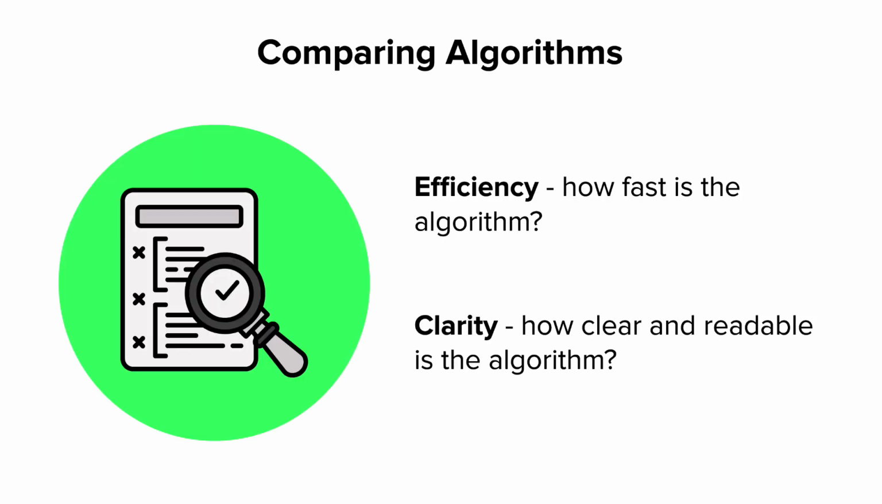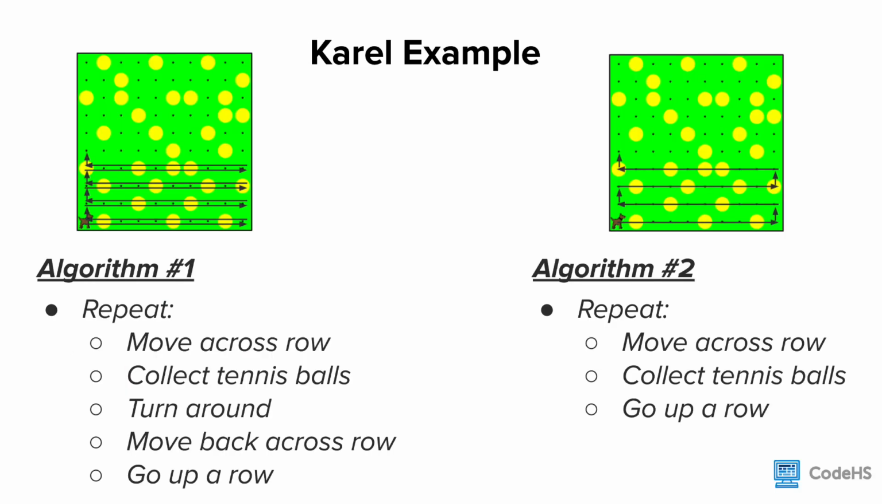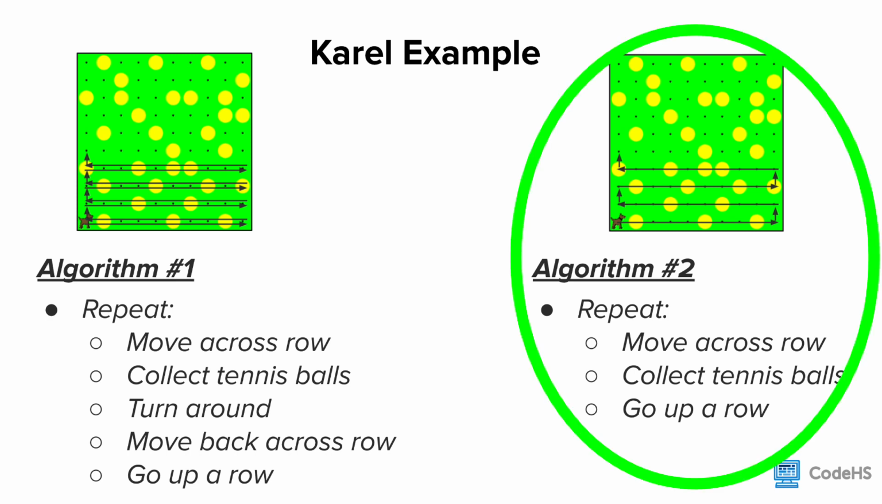As you can see, there are many different ways to solve a problem. Two aspects that help when comparing algorithms are efficiency and clarity. Efficiency is taking a look at how fast the algorithm is, and clarity is dependent on how clear and readable the algorithm is. These are both important when writing algorithms. If we compare the efficiency and clarity of our two Carol algorithms, not only is algorithm 2 easier to read and follow, but it is also more efficient. Carol doesn't backtrack across the same row every time. Generally speaking, algorithms with fewer lines of code will often be more efficient than those with more.